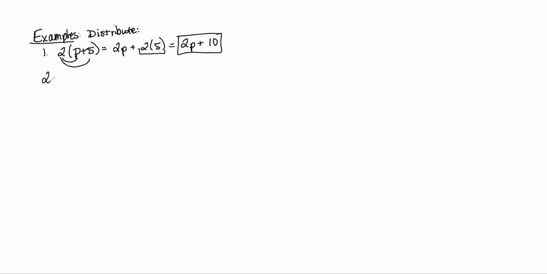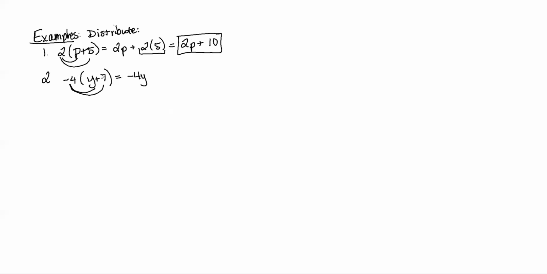All right, let's try another one. -4 times (y plus 7). So now with this one, let's go ahead and distribute, and we're going to go straight to this last step here. So -4 times y is -4y. With variables, you just kind of put the number in the front as a coefficient. And then -4 times 7 gives us -28.